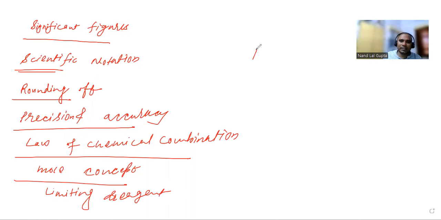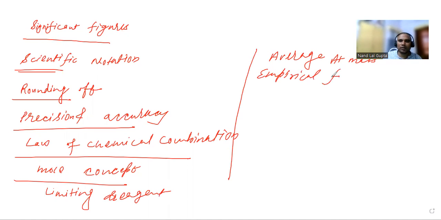After limiting reagent, there is average atomic mass, which is also important. Then empirical formula, and one more concept in this chapter, concentration terms. So these many things are there in this chapter, which are extremely important, right?